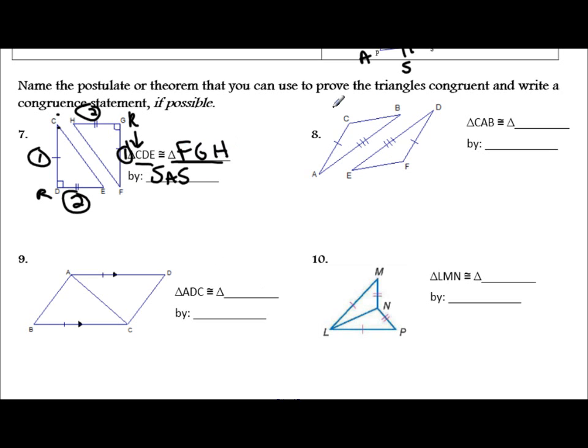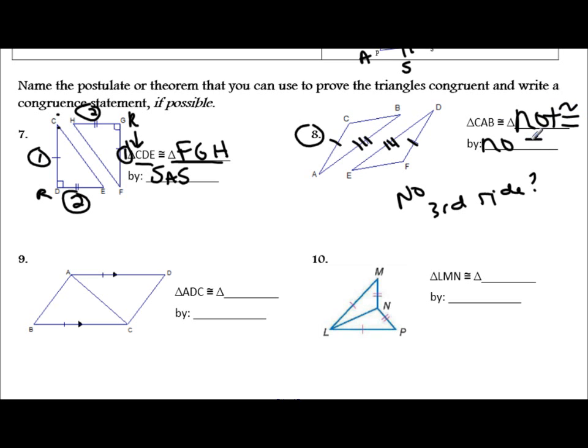Okay, number 8. All we have marked is one side, and then the second side. We don't have a third side marked, and we don't have a reason to mark any of the angles. So these triangles are not congruent because there's no theorem or postulate to prove that they are.